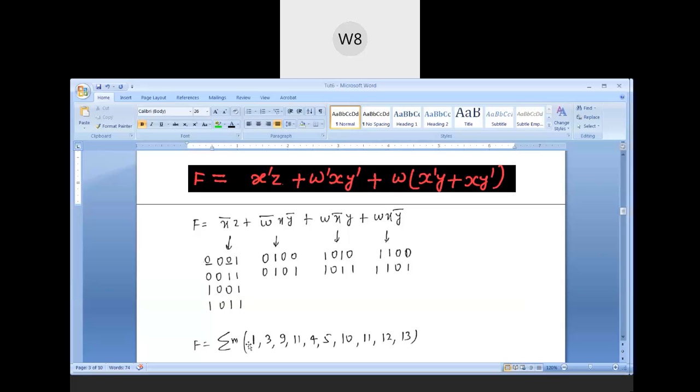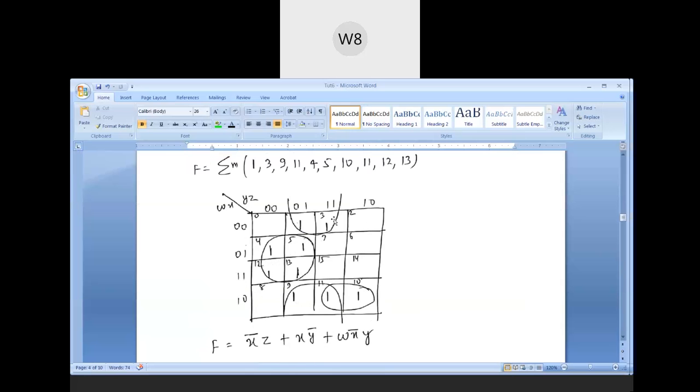That means 1. And the second input combination is 0, 0, 1, 1, which is 3. And the third is 1, 0, 0, 1, which is 9. So on and so forth, you can write all the min terms. And once you have written all the min terms, you just fill the Karnaugh map and do the grouping of ones by trying to combine as many ones as possible, but always in the form of 2 raised to the power n number in any chosen group.